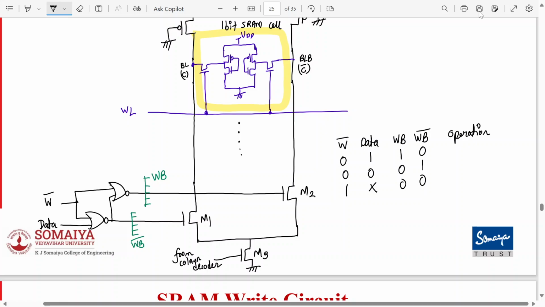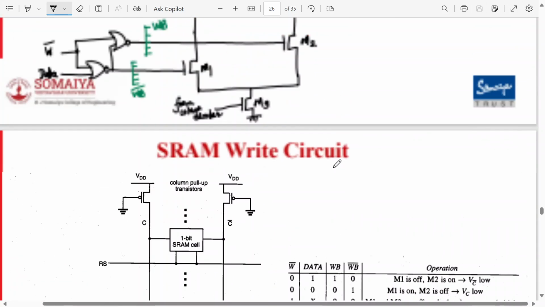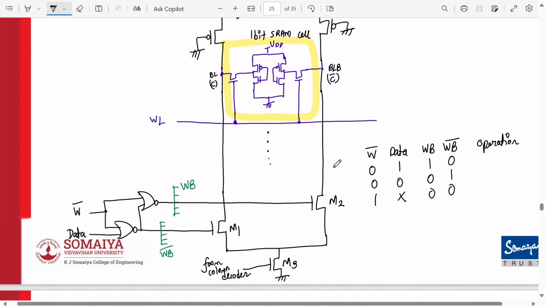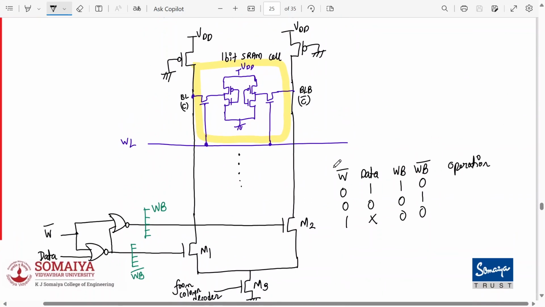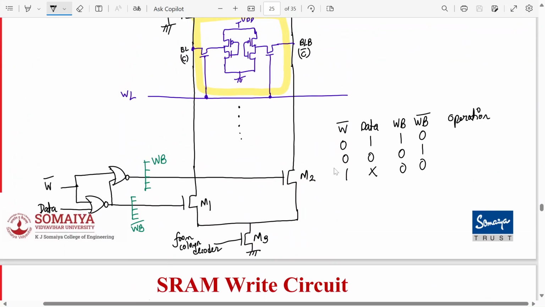Are you all ready? Can I explain here directly? Everyone? Hello? Okay, let me explain it over here. Here I've already drawn. So here the outcome I'm writing. Here VC bar will be low. Here VC will be low. Here both VC and VC bar will remain high. Now let me explain how.